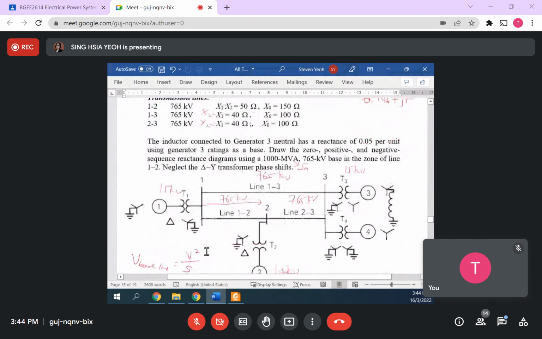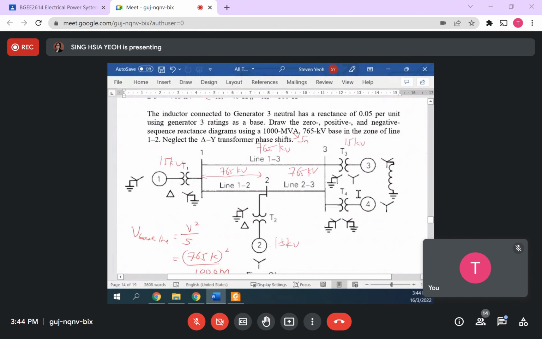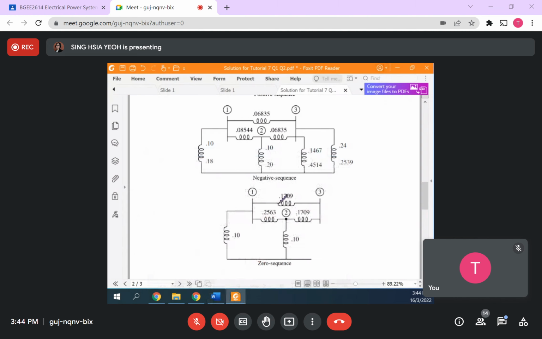Delta, right? There's delta open. This side also open because the Y didn't link to ground. Here also Y didn't link to ground. So here all here open. Okay, so it will have something like this. Okay, any question?